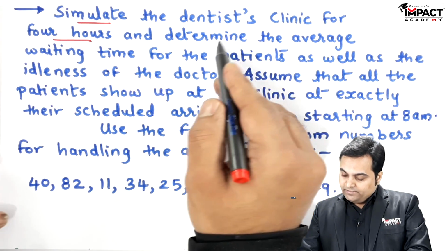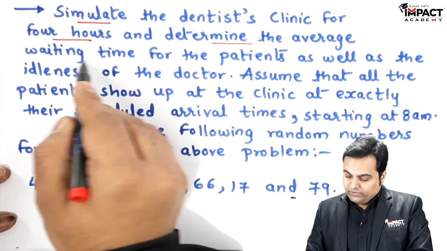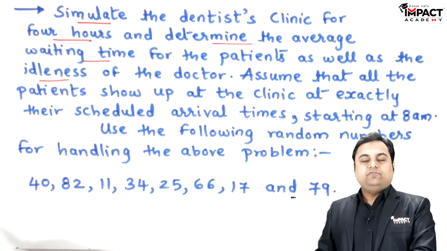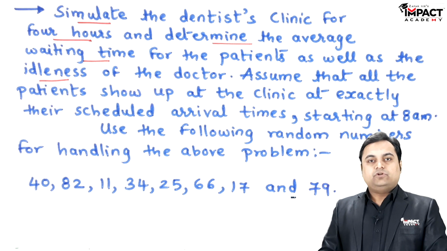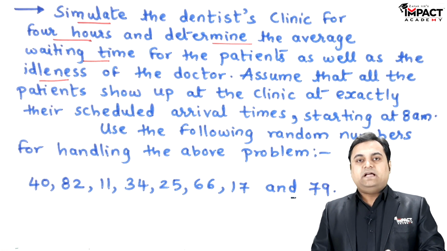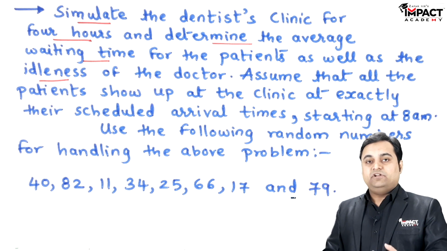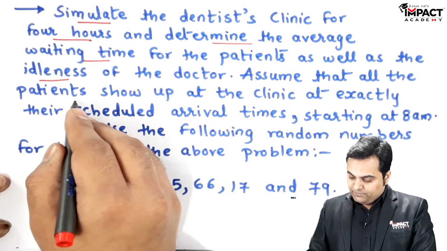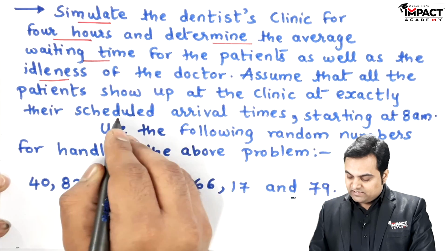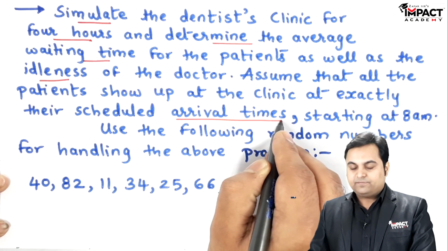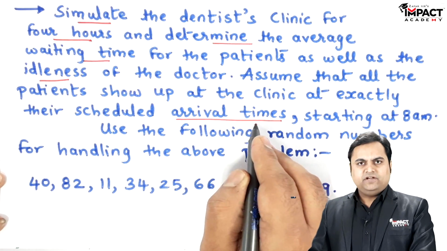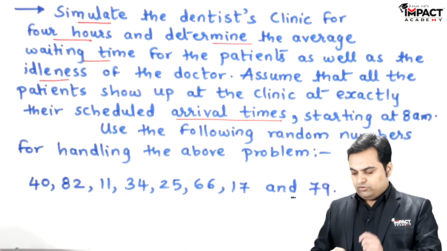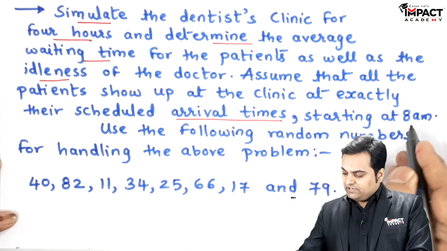Next, determine the average waiting time for the patients as well as the idleness of the doctor. So we have to find out what the average waiting time for the patients is, and for how many minutes the doctor will remain idle, that is without any work. Assume that all the patients show up at the clinic at exactly their scheduled arrival times, starting at 8 a.m.